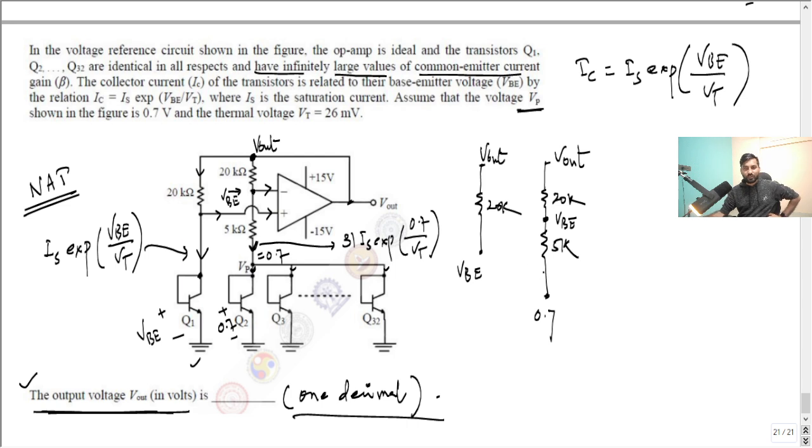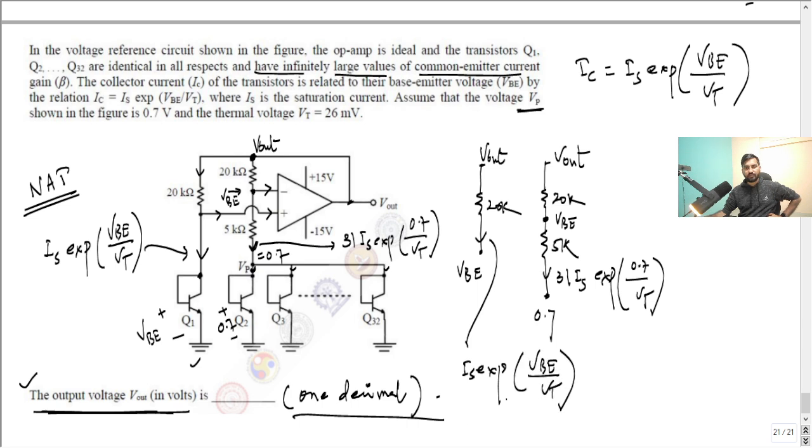तो हमें पता चल चुका है कि इस ब्रांच से कितनी करंट फ्लो रही है, 31 Is एक्सपोनेंशियल 0.7 बाई Vt, ठीक है? और इस ब्रांच से हमें कितनी करंट फ्लो रही है, दैट इज Is एक्सपोनेंशियल VBE by Vt. I hope this makes sense. Okay, so these two branches are there, that's it. Now you have to just apply, you can use Ohm's law here, right? That's it. Okay, you have to just find the current.